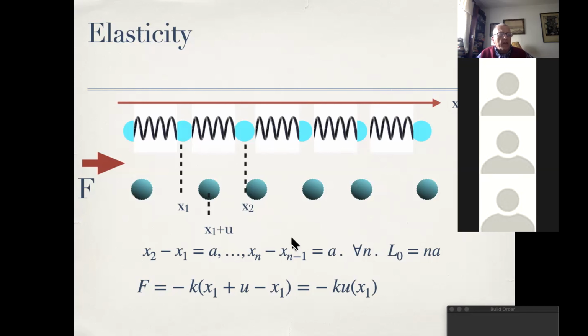So the relation between the force and the displacement will be linear. There will be a coefficient which converts the unit of u into units of force. Force is measured in newtons, u is measured in meters, so this coefficient k is just newtons divided by meters, and that law is called the Hooke law.